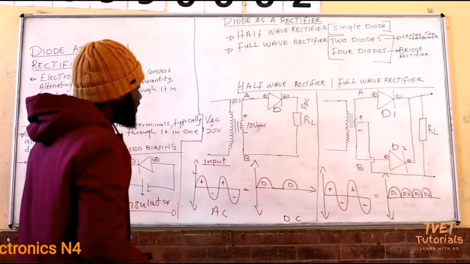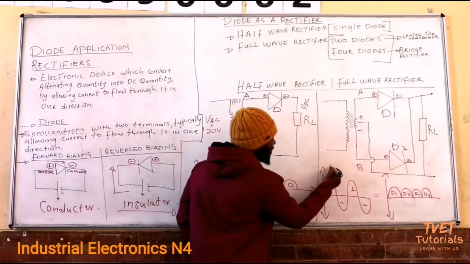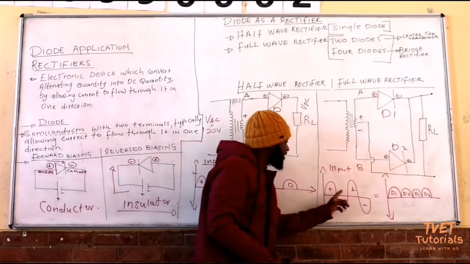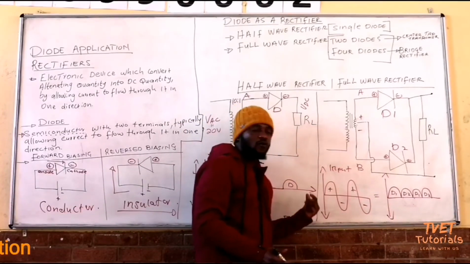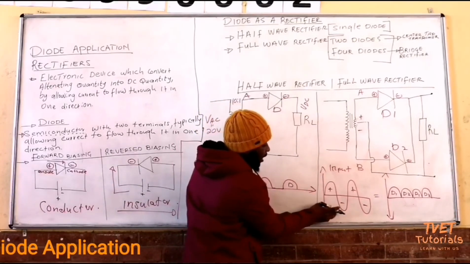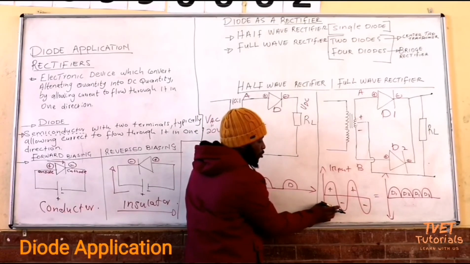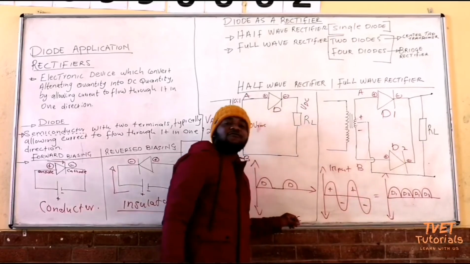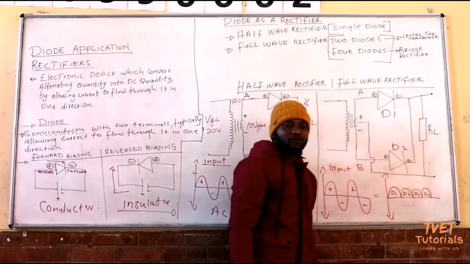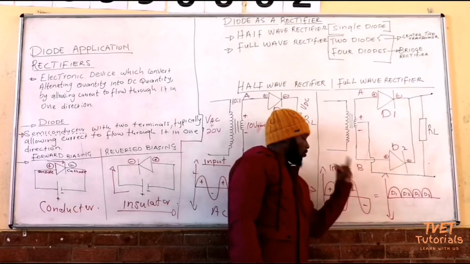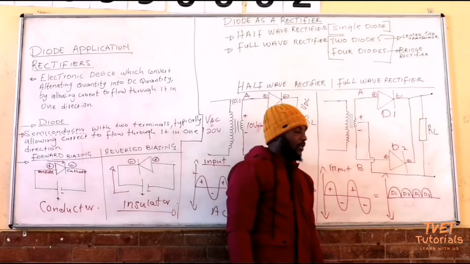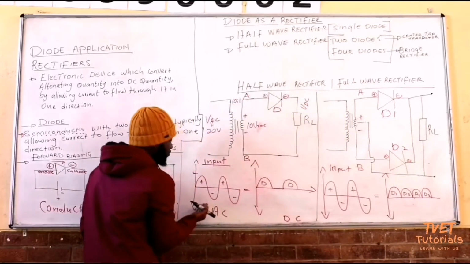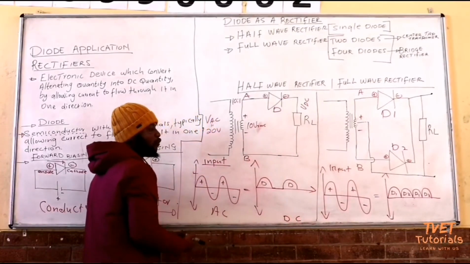So for a full wave, if you are given this as your input, for the output you leave the positive half waves, and you just flip the negative into the positive. Can you see that? You take this one up, you take this one up. So you will have only positive half waves. You just invert all the half waves. So this is the input, this is the output for a full wave. This is the input, this is the output for the same full wave.